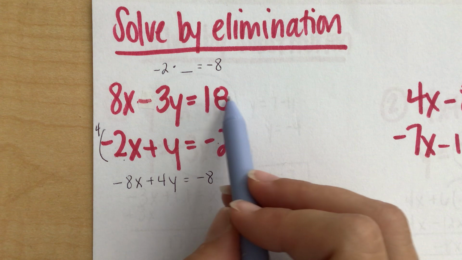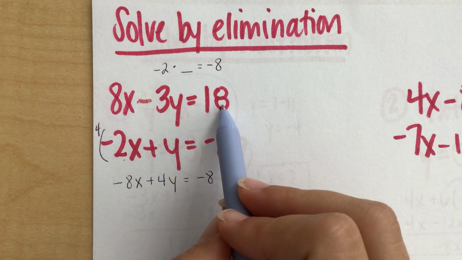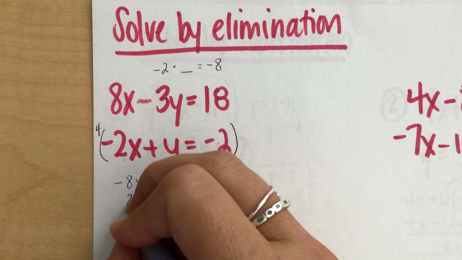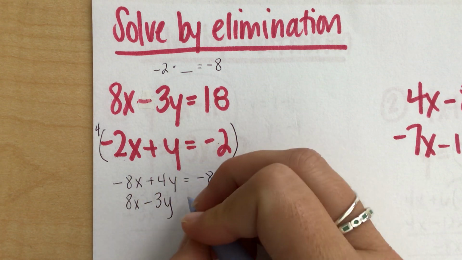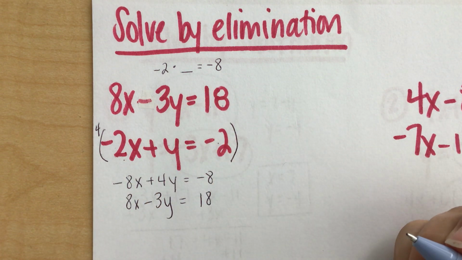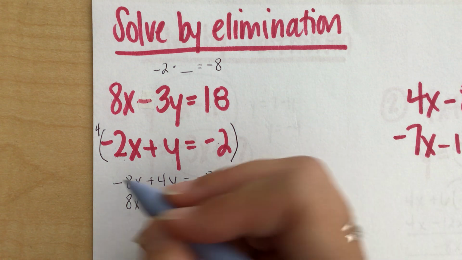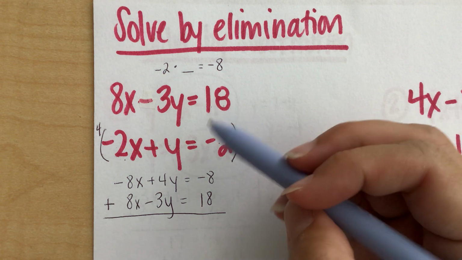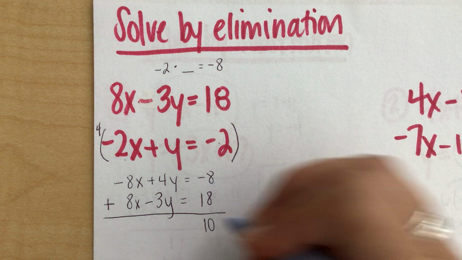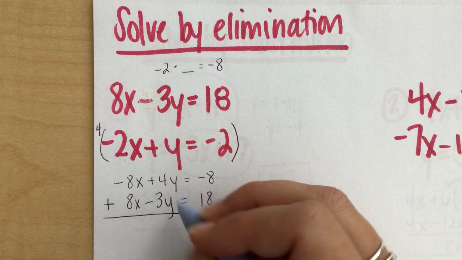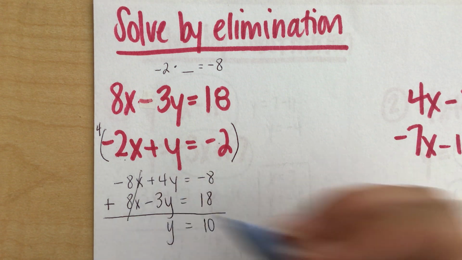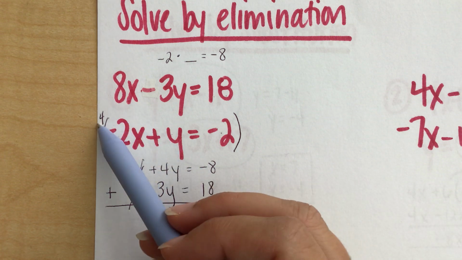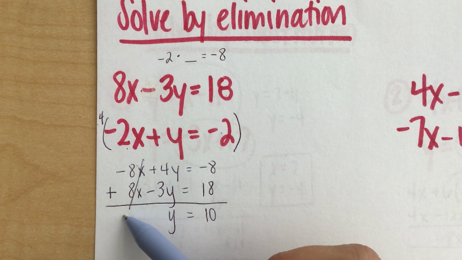Now, I'm just going to rewrite this first equation because I didn't change that equation. I didn't multiply that equation at all. So this is 8x minus 3y equals 18. And then remember, when we're doing elimination, we always add these two together. So if we add these, this gives me 10. 4 plus negative 3 is just y, and our x's cancel. We eliminated the x's. That was the whole point of us multiplying by 4, is so that these would eliminate.